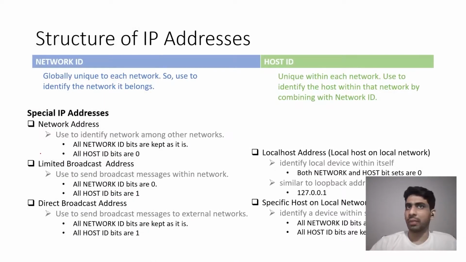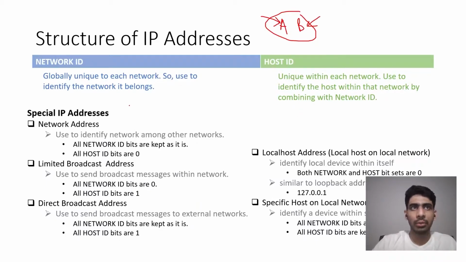Here we can see the structure of an IP address. An IP address consists of a portion called the network ID and the host ID. The network ID is globally unique to each network, whether it's a private or public network address, so it can be used to identify the network it belongs to. If a computer has an IP address with the network ID, let's say A, all the computers in the world know this computer belongs to the A network. The host ID is unique within each network. So if we take network ID as A and host ID as B, this IP address belongs to computer B of network A.